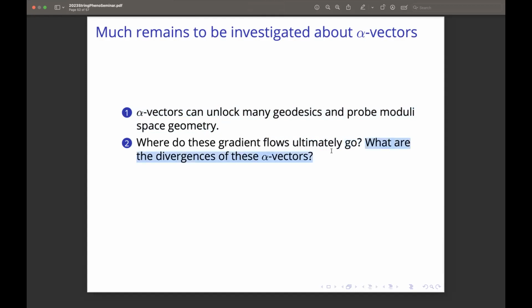Also, it's interesting to compute divergences of these alpha vectors. Often these are remarkably simple numbers like 0 or 1. So the logarithms of masses of various particles often satisfy Poisson's equation with remarkably simple inhomogeneous terms.